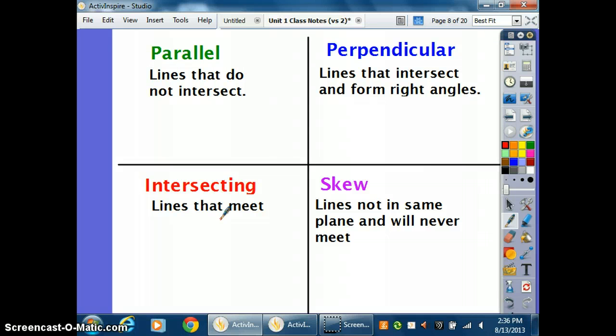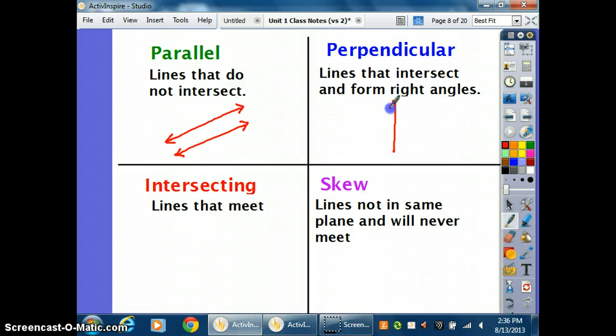So let's just sketch two lines that are not going to intersect. Make sure we have arrows on them. They are lines extending forever. The distance between those two lines never changes. It's always the same distance, making them parallel. They will not meet.